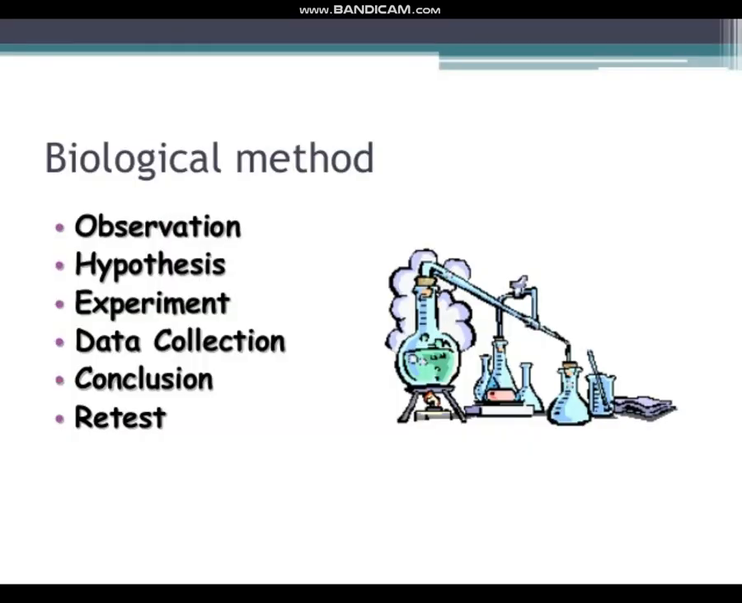Biological method is a systematic study where we go through several stages. Number one is observation, hypothesis, experiment, data collection, conclusion, test, retest, or result. Both are the same.